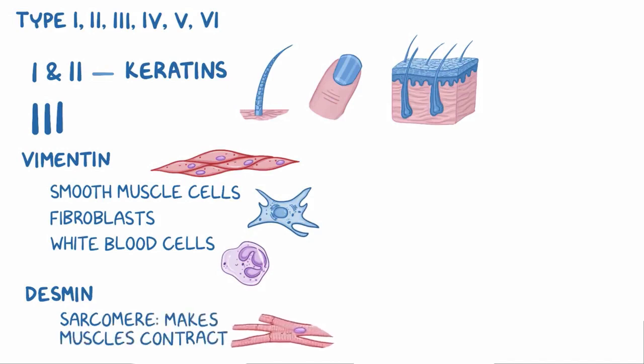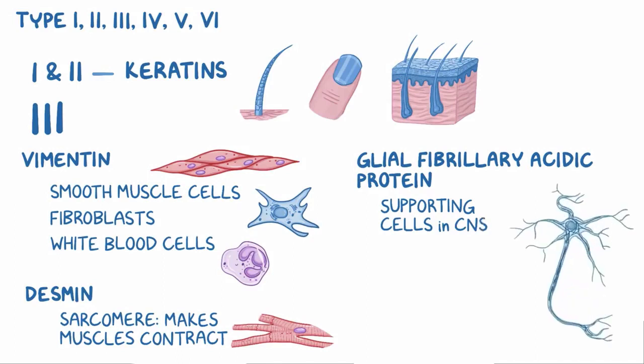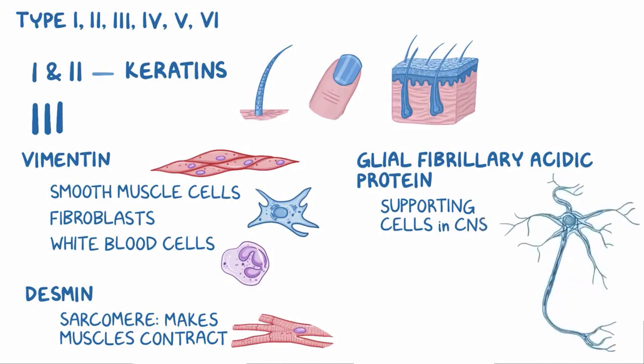A third type 3 intermediate filament protein is called glial fibrillary acidic protein, and it's found in supporting cells in the central nervous system, like astrocytes. A fourth type 3 intermediate filament protein is called peripherin, and is found in neurons of the peripheral nervous system.